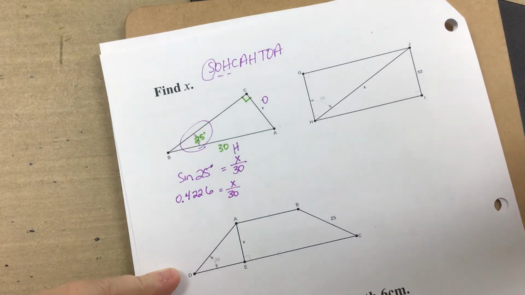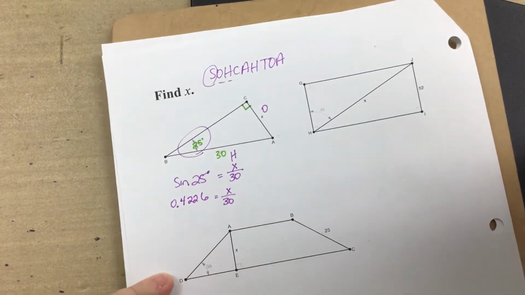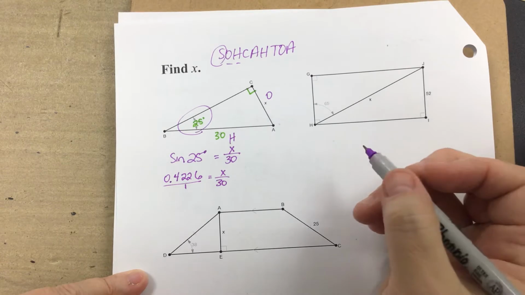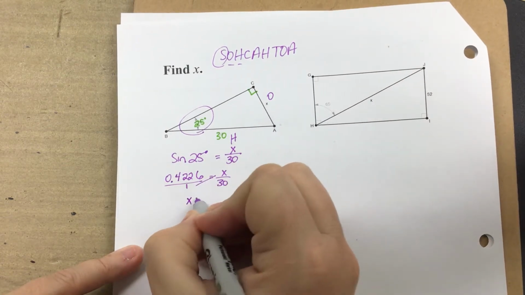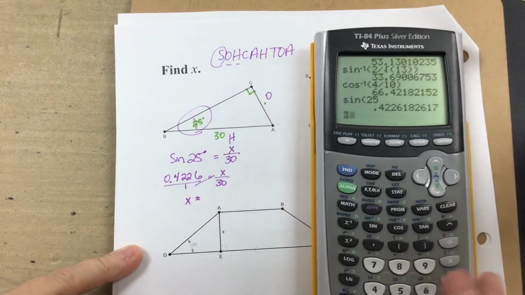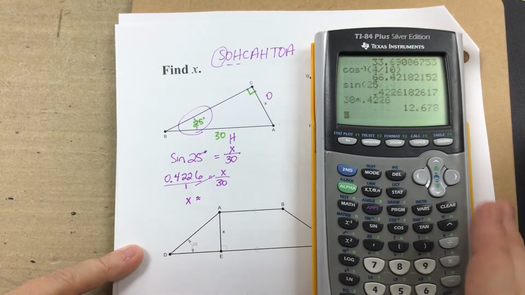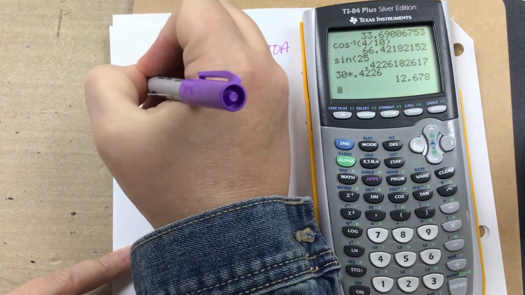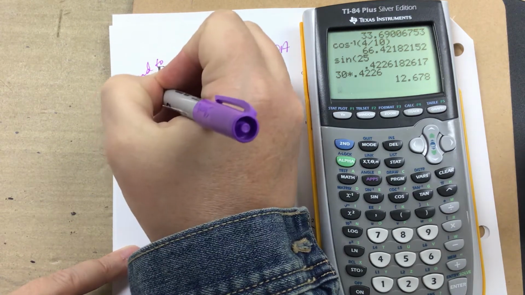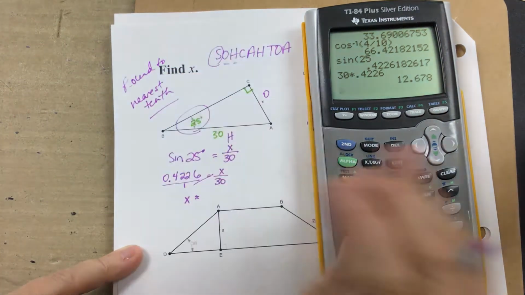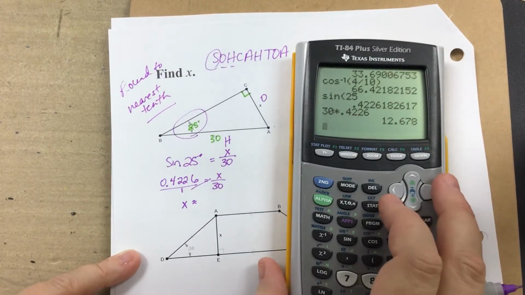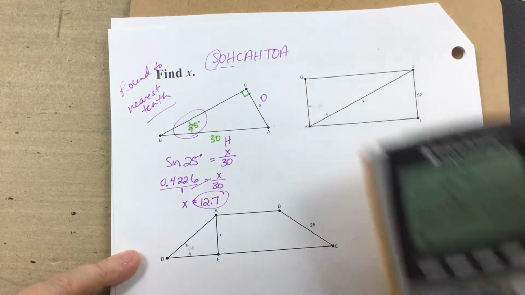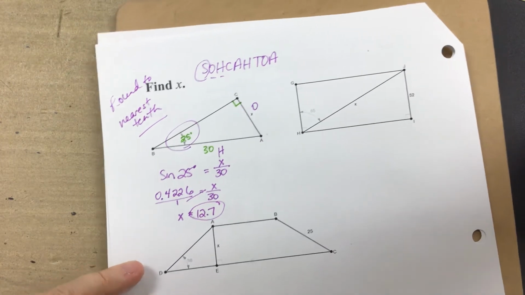To solve for X, one way that works well for a lot of people is to put the decimal over 1, because anytime you put the decimal over 1, it's itself, and do cross products. So 1 times X is X, and then I'm going to take 30 times 0.4226, and I get 12.678. Let's just say on this one, let's round to the nearest 10th. That sounds like a good idea. So I'm going to round this to 12.7. So this time we're using our trig ratios to find a missing side.